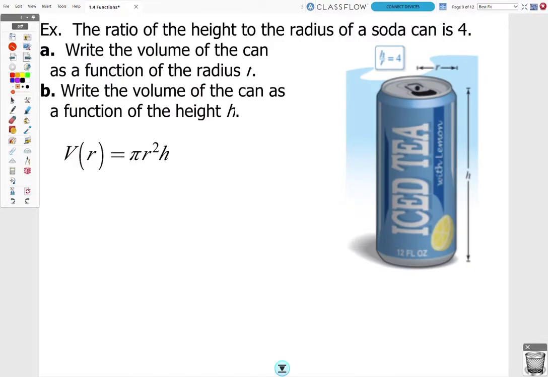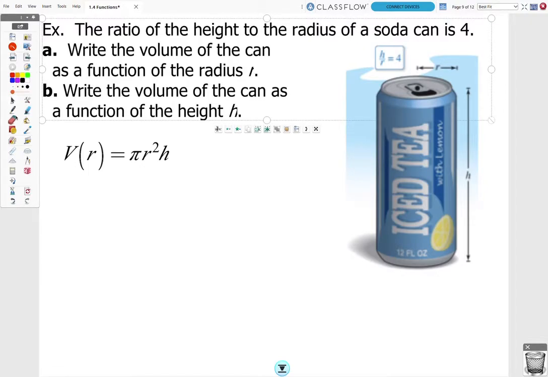Now for the application types, I always like ending a lesson with applying it to a more real-world type situation. In this case, and this is pretty standard, the ratio of the height to the radius of a soda can is 4. Now write the volume of the can as a function of the radius r. It's kind of cut off a little bit, but that's fine.